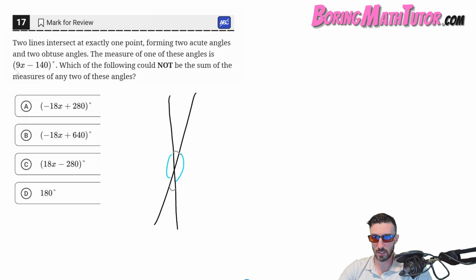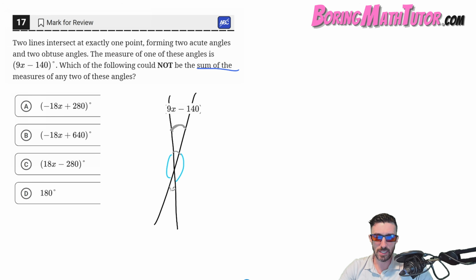So it could be that the 9x minus 140 goes over here, but it could be that it goes up over here for the acute one instead. I don't know where to place it. I'll just leave it there for now. And now it says, which of the following could not be the sum of the measures of any two of these angles? Well, let's imagine we did put it up there.